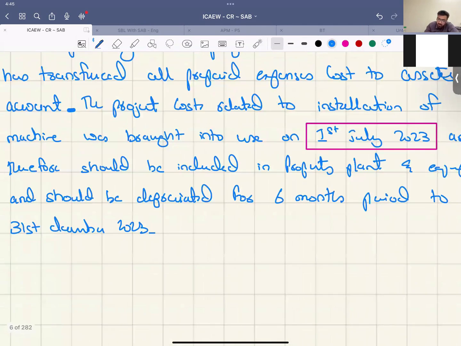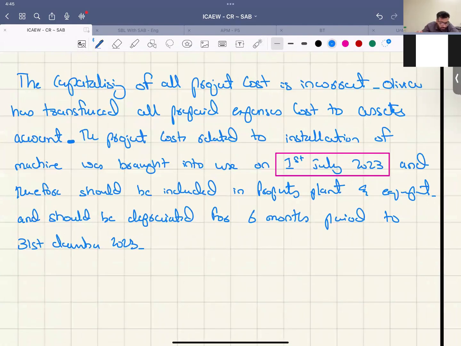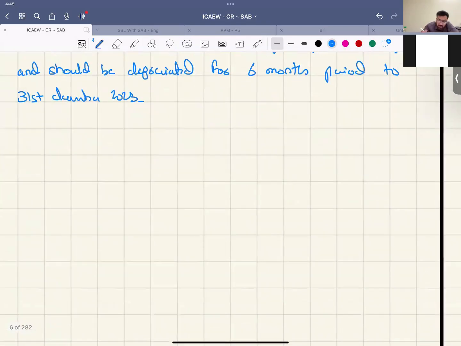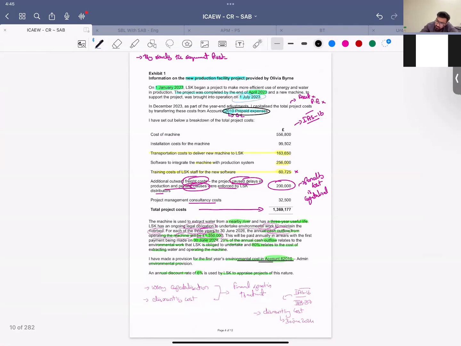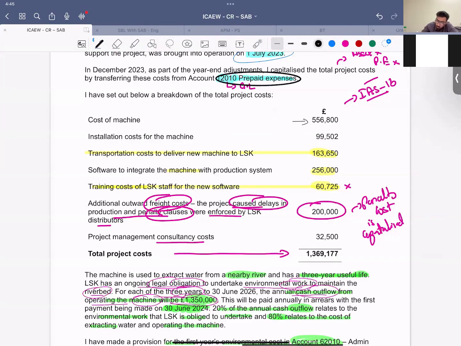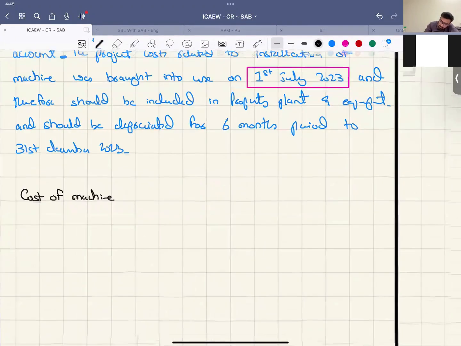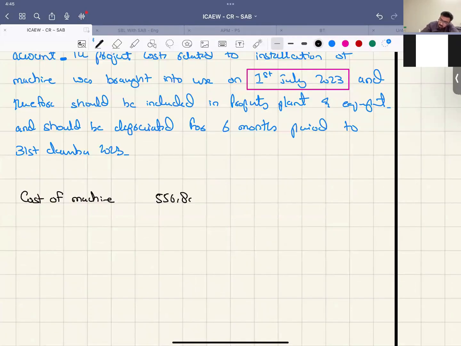So the first comment that you made was on capitalization. Now comment on each and everything, whether this should be done or not. Just like cost of machine. If we see cost of machine, it's 556,800. Okay, it's good. Sir, whether this needs to be capitalized or not? Yes, this needs to be capitalized. This is correctly capitalized.